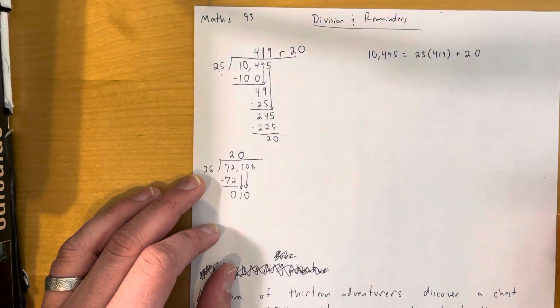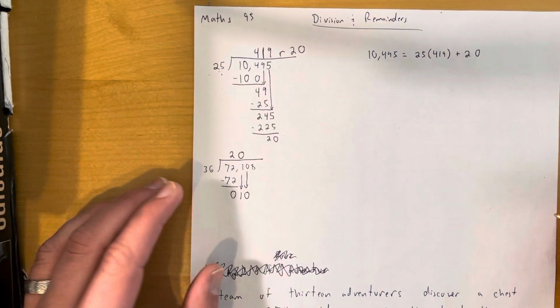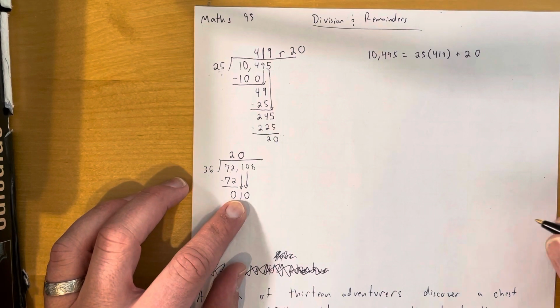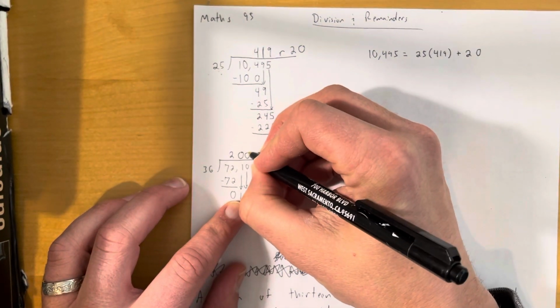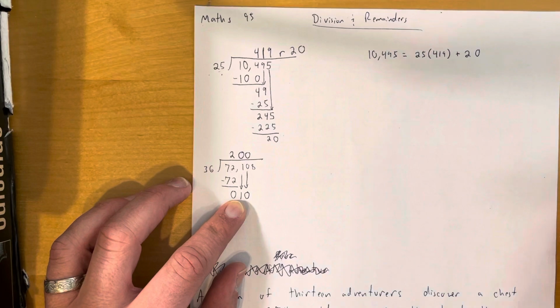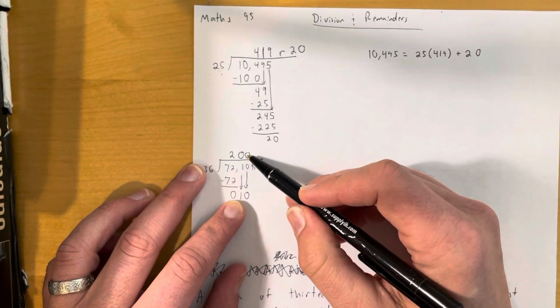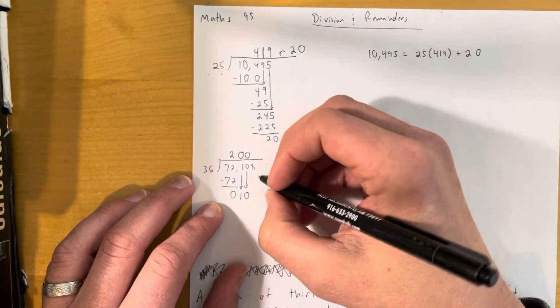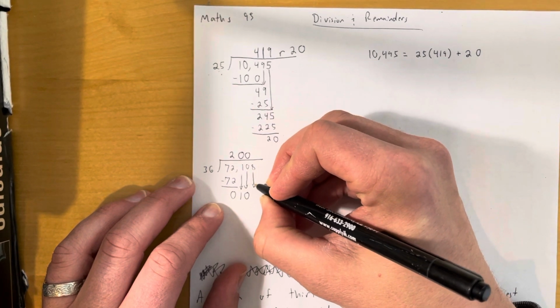I'm going to bring that 0 down, which gives me a 10. Same issue occurs. 36 goes into 10 0 times, so I'm going to write a 0 there. Okay, and as before, there's no point in doing 0 times 36 because it's not going to tell me anything new, so I'm going to bring down one more digit.